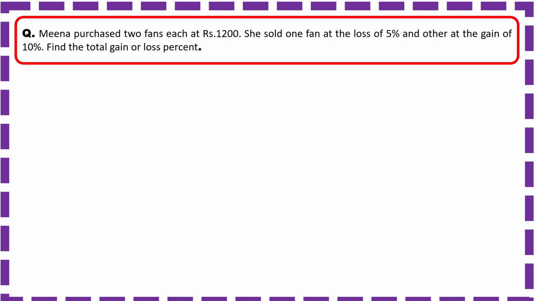Okay. So Meena purchased 2 fans each at rupees 1200. She sold one fan at a loss of 5% and another at a gain of 10%. Find the total gain or loss percent. So Meena purchased 2 fans at rupees 1200. Purchased 2 fans means cost price, right? So the cost price of the first fan is 1200 and the cost price of the second fan is also 1200. In the first case, she got a loss of 5%, and in the second case, a gain of 10%.